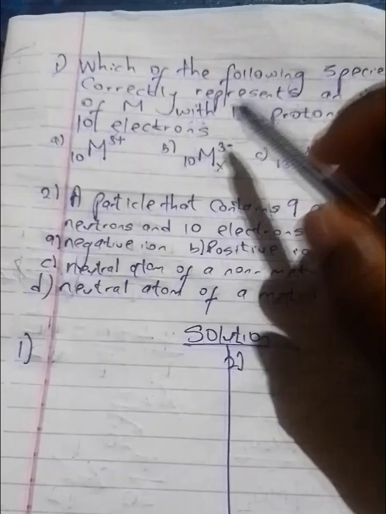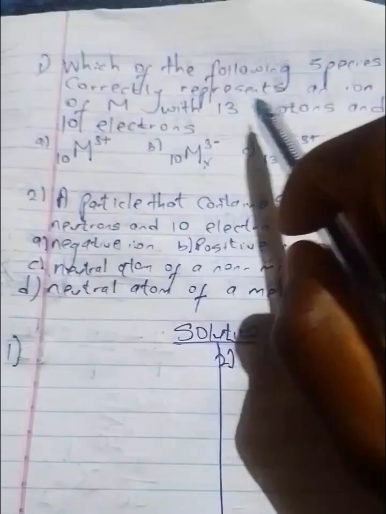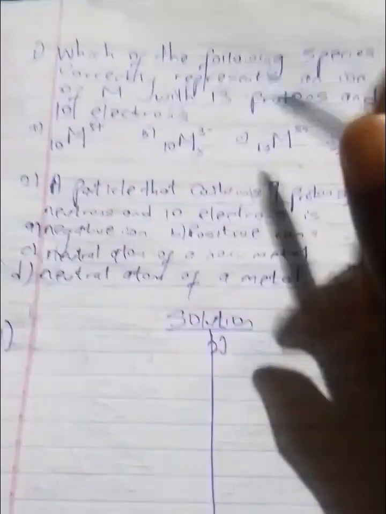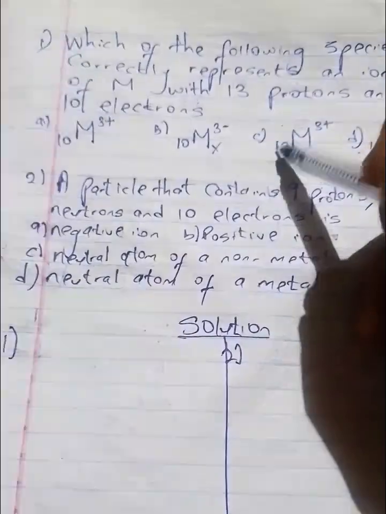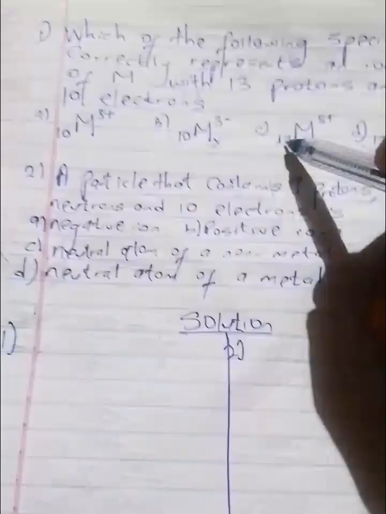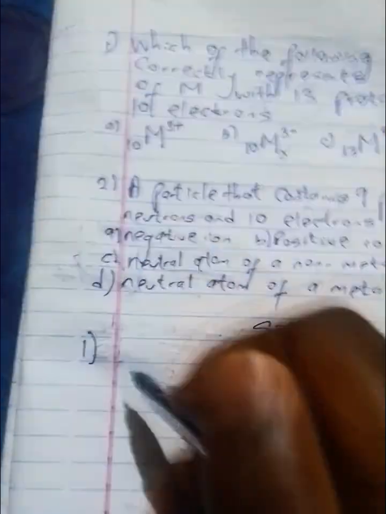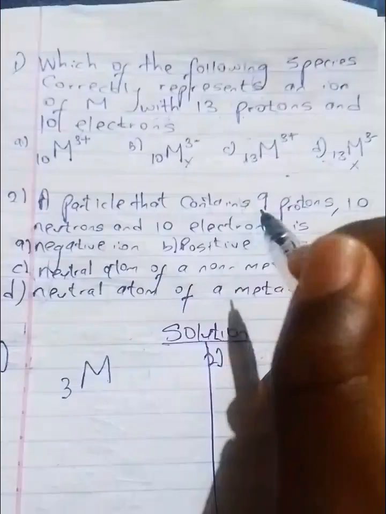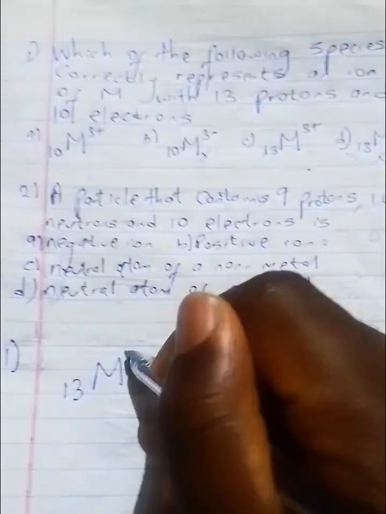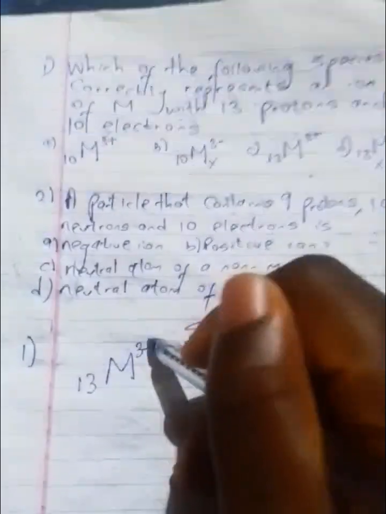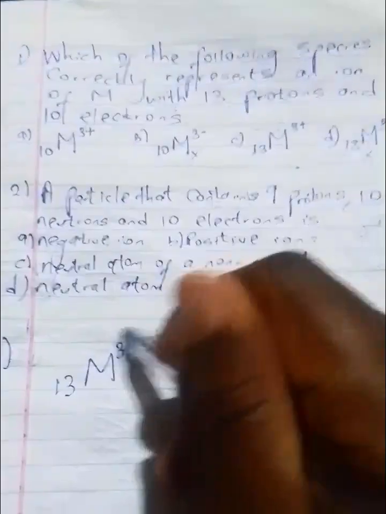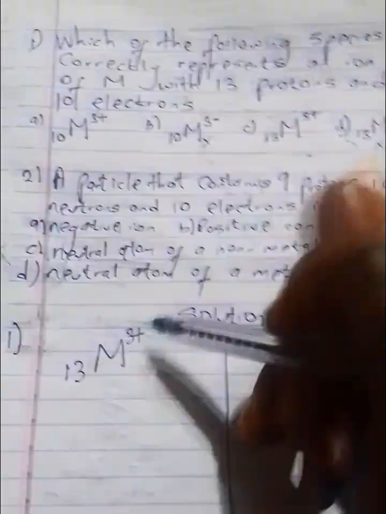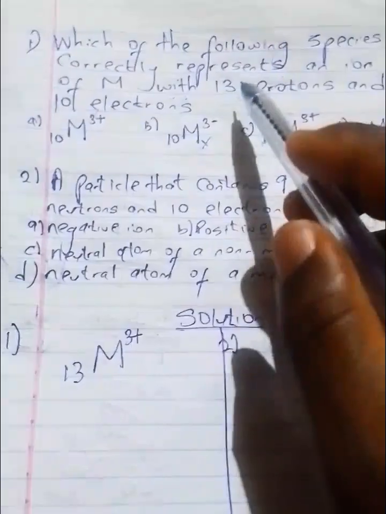Okay, so we're left with these two. And remember, proton number is equal to the atomic number, and atomic number is always written at the bottom left. So we can bring it here and say this is 13, the atomic number. The 3 plus also indicates that it's giving out 3 electrons. It's electropositive. So this is the answer for number 1.